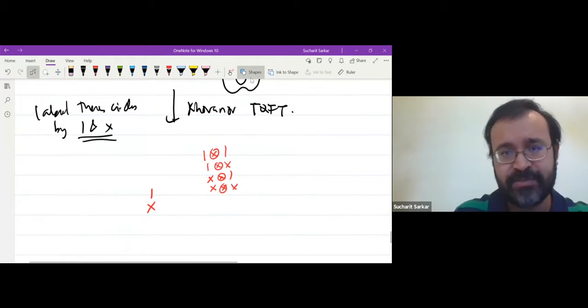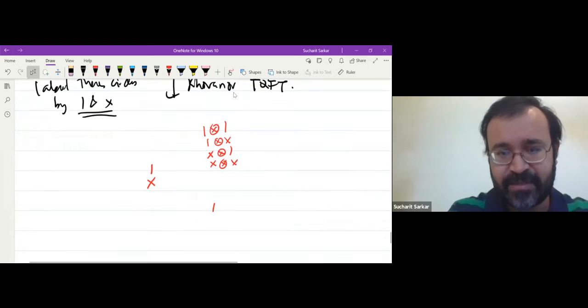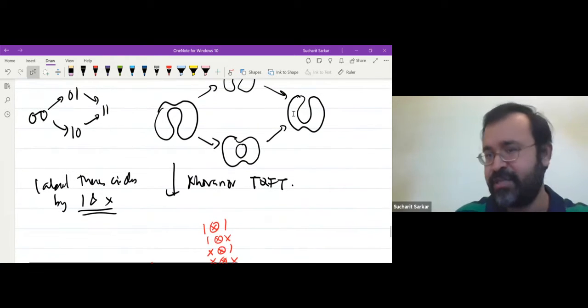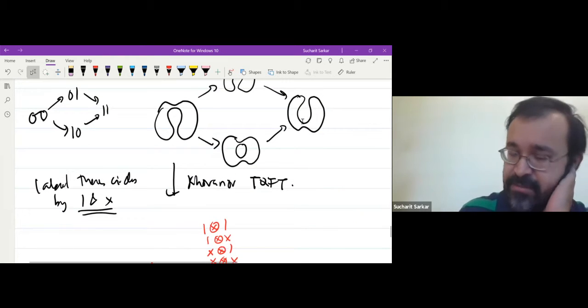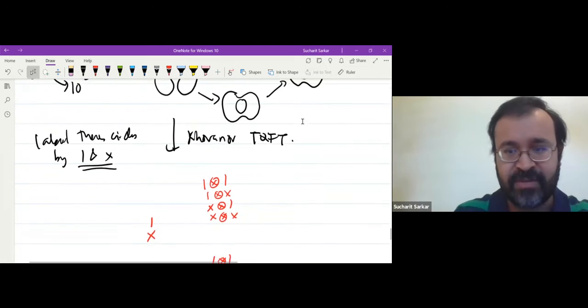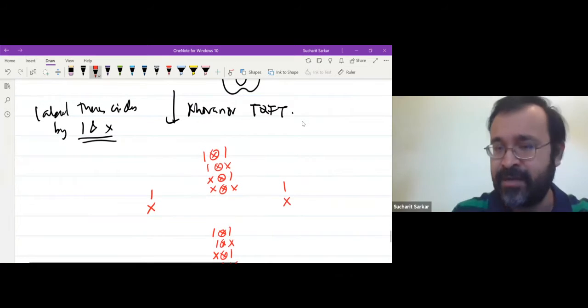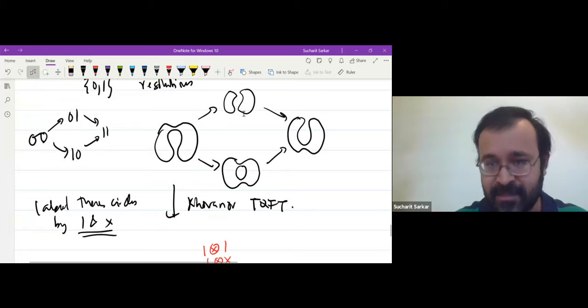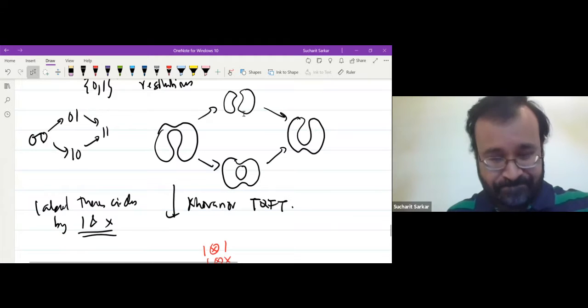Similarly, there are 4 possible labels of these 2 circles. I'll still do it: 1 tensor 1, 1 tensor X, X tensor 1, X tensor X. And finally, over the last vertex of the cube, I just have 1 circle. So there are 2 possible ways of labeling that circle, which I'll denote 1 and X. So this is all possible ways of labeling the circles over each vertex.